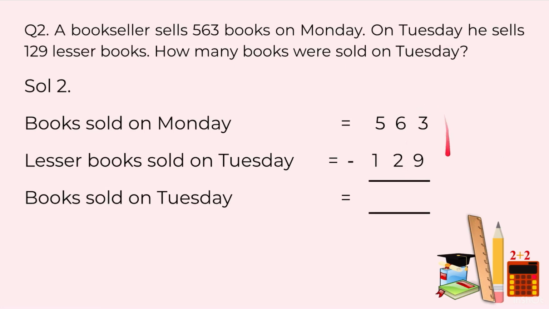To subtract, we'll start from the ones column. 3 minus 9, we cannot do 3 minus 9, so we will cut 6, write 5 on top, cut 3, write 13 on top. We have borrowed from 6. 13 minus 9 will give us 4. Then we will do 5 minus 2, which will give us 3. Then 5 minus 1, that will give us 4. So our answer is 434 books.